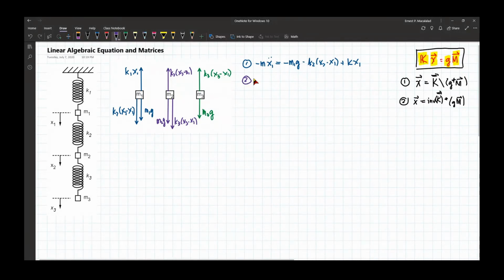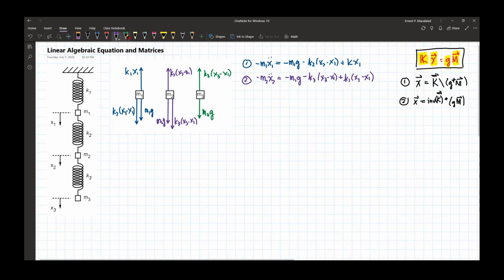For equation number 2, we have negative m2. By the way, this should be m1. Negative m2 x2 double dot is equal to negative m2g minus k3 (x3 minus x1) plus k2 (x2 minus x1).